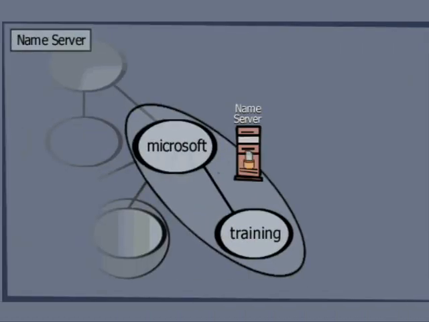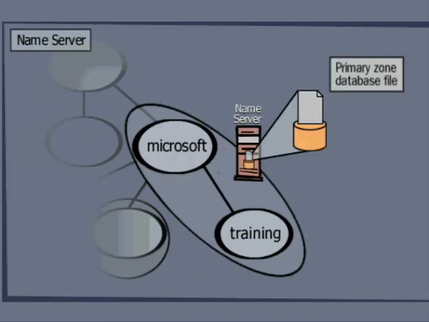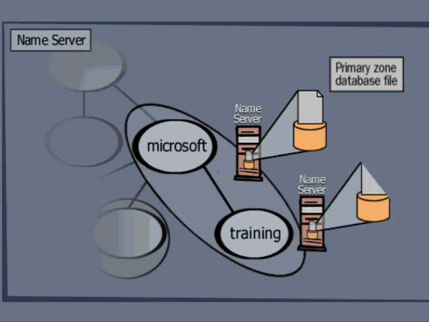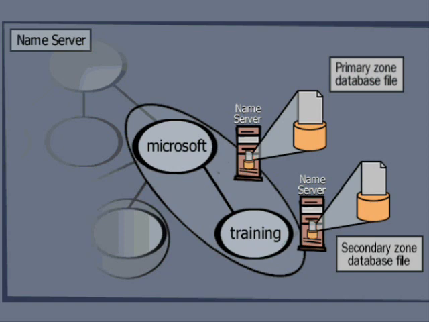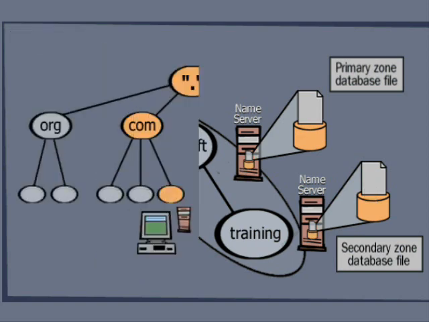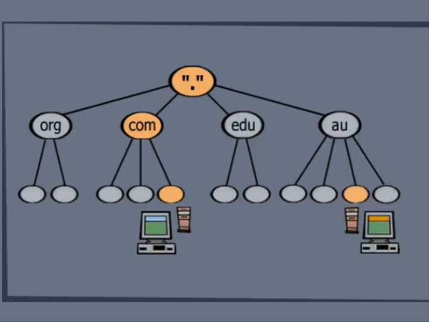DNS, or the domain name system, is an integral part of client-server communications in TCP/IP networks. The domain namespace may be divided into zones for administrative purposes. Name servers for each zone store either the primary zone database file or the secondary zone database files that contain the name to IP address data for that zone. Zone files are kept up to date by the zone transfer process.